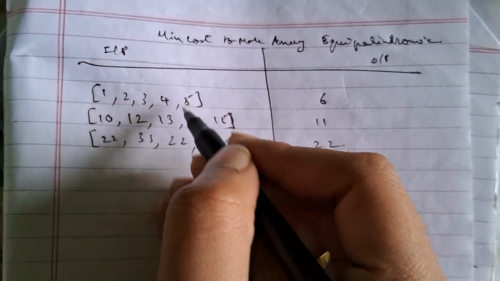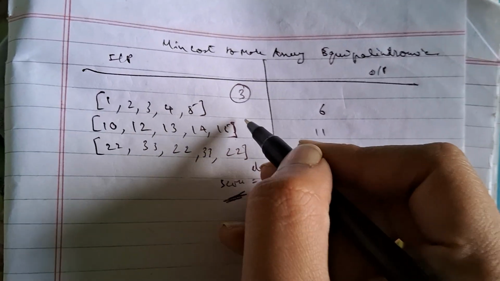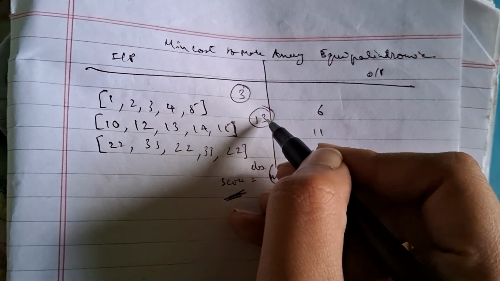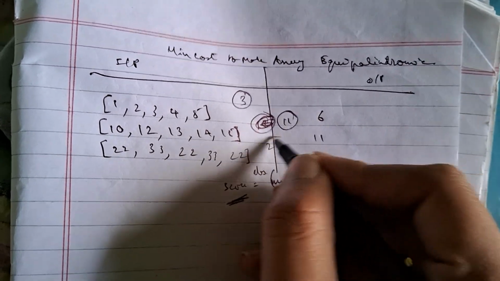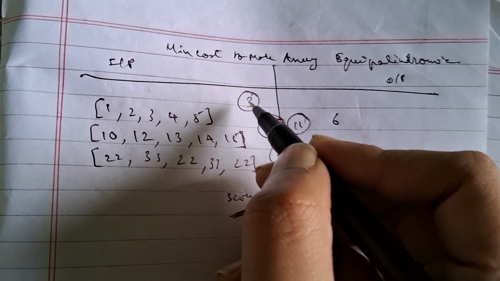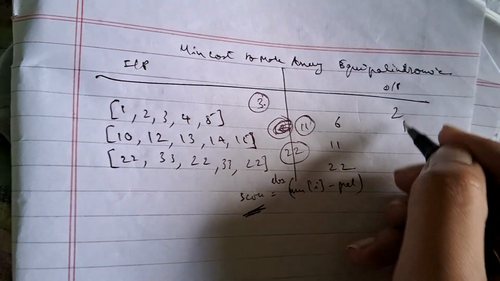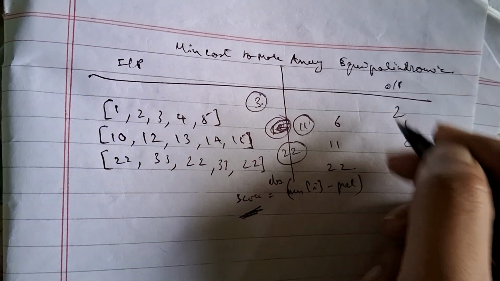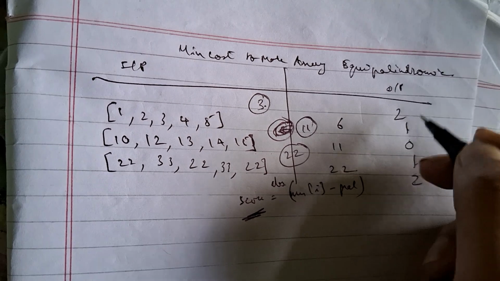In this case, the optimal solution is to use the palindromic number 3. In this case, it is 11, and in this case it's 22. Now see, if we select 3, then 3 minus 1 is 2, 3 minus 2 is 1, 3 minus 3 is 0, 4 minus 3 is 1, 5 minus 3 is 2. So 2 plus 1 plus 1 plus 2 is 6.